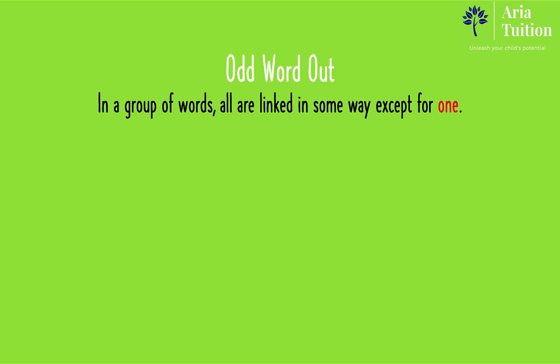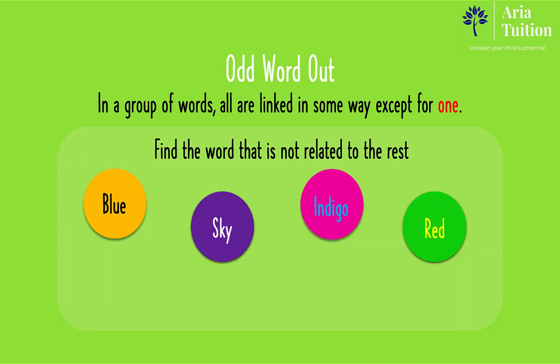The verbal reasoning 11 plus section may include questions on finding the odd word out. There will be a group of words that are all linked in some way, except for one. Let's look at an example. Find the word that is not related to the rest.